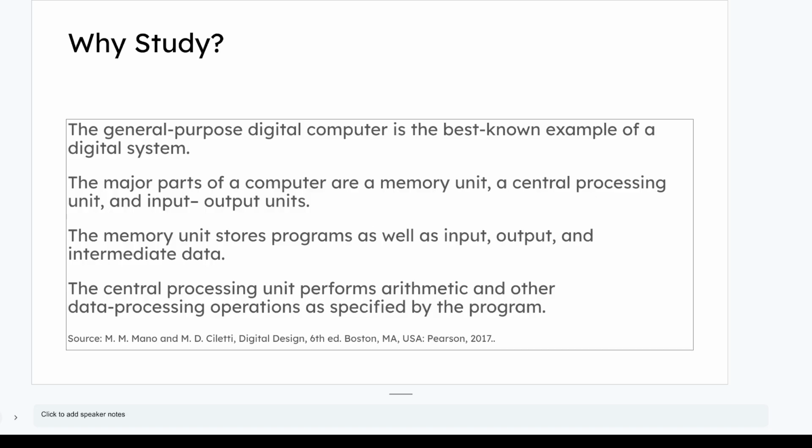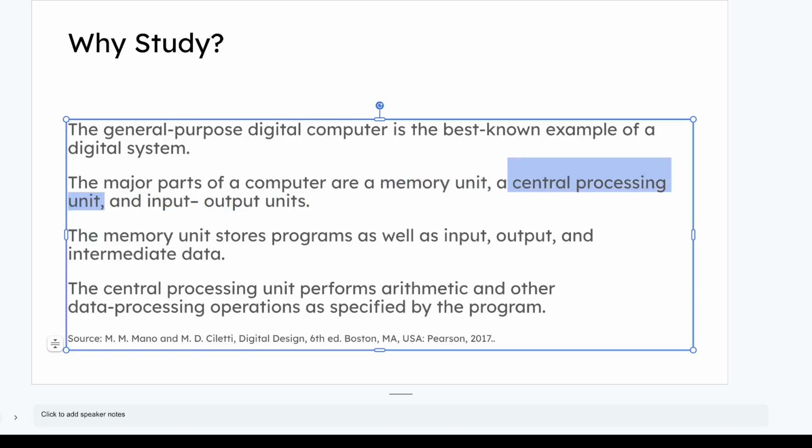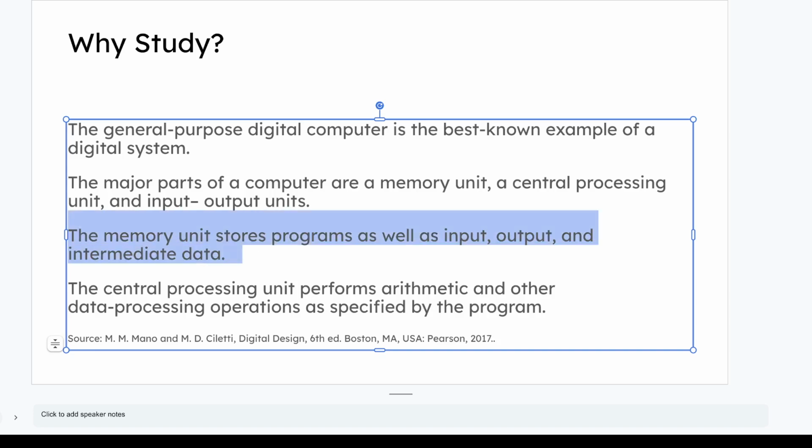Now why should one even bother about studying this course? We are aware of the fact that the general purpose digital computer is one of the best known examples of digital systems that exist today. The major parts of this digital computing system are the memory unit, the central processing unit for processing data, and then the IO units, that is input output units. The purpose of the memory unit is to store programs and data. So programs along with the input, output and the intermediate data when the programs are performing some operations, and the program instructions, right? That is the purpose of memory. And again, this memory is built on top of various combinational and sequential circuits, right?